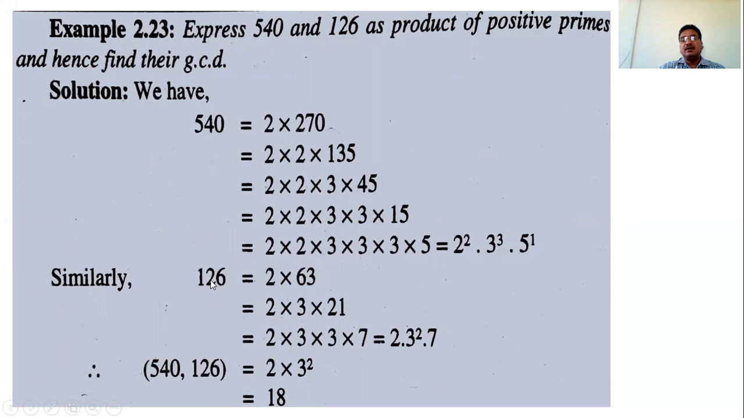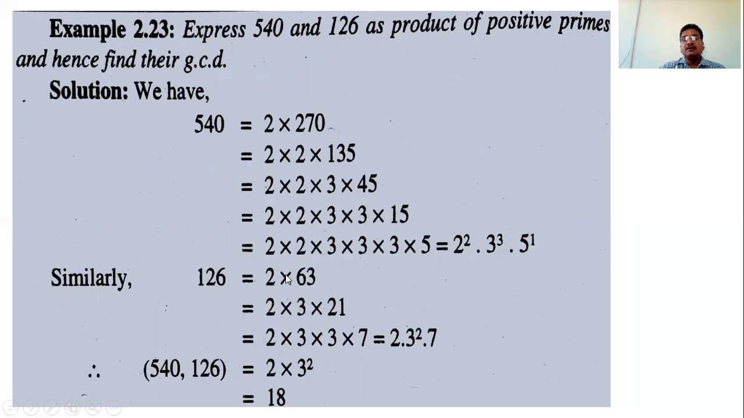Okay, then factorize 126 as a product of primes. 2 into 63, then 63 is divided as 3 into 21, and 21 as 3 into 7. And all these are primes: 2, 3, 7, all primes.